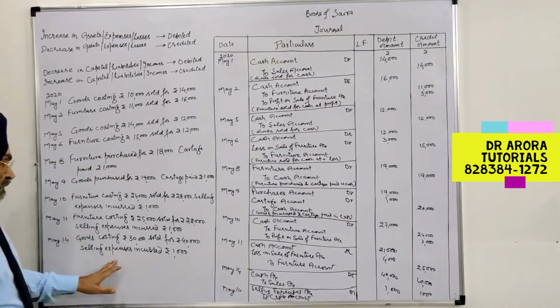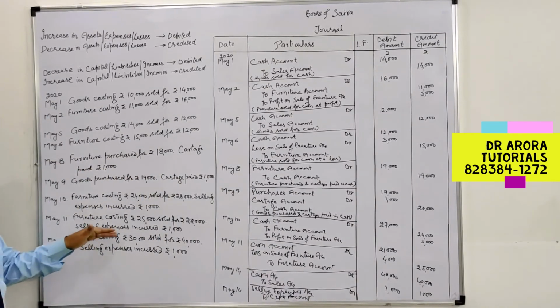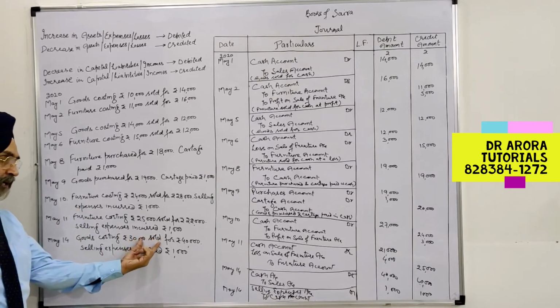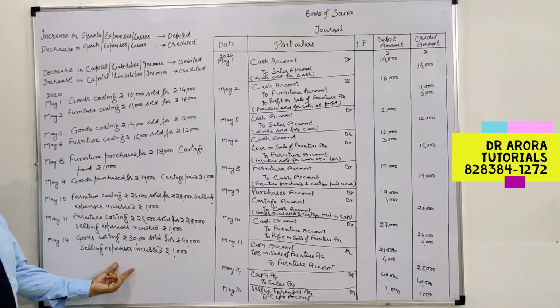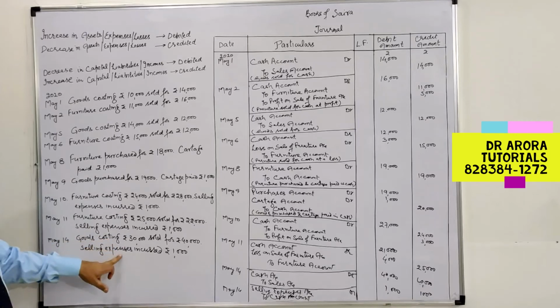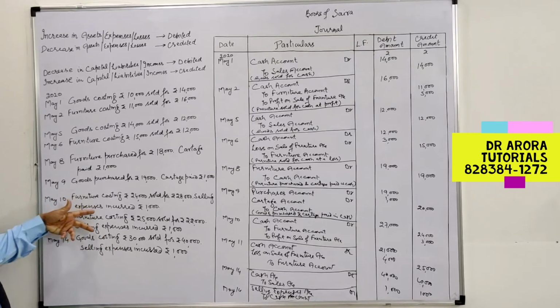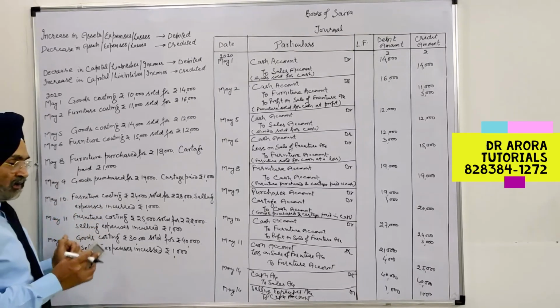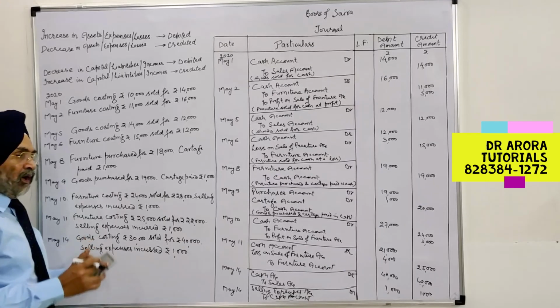A separate entry will be passed with rupees 1,000. So here expenses are not to be merged anywhere. This is a separate entry. So when goods are sold, expenses are to be shown separately, but when an asset is sold, the expenses are not shown separately. Those are adjusted in profit or loss.